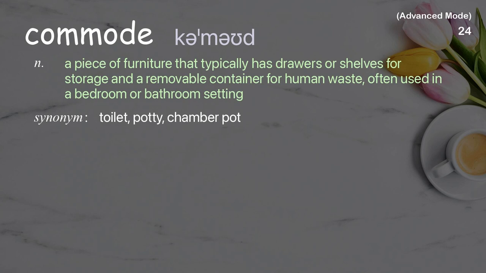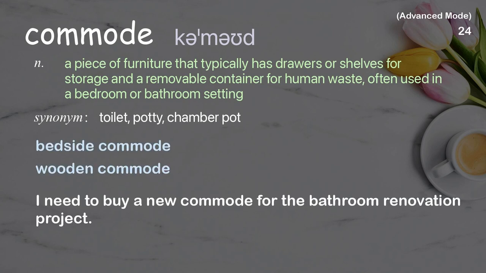Commode. A piece of furniture that typically has drawers or shelves for storage and a removable container for human waste, often used in a bedroom or bathroom setting. Examples: Bedside commode. Wooden commode. I need to buy a new commode for the bathroom renovation project.